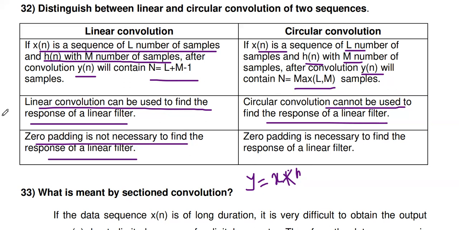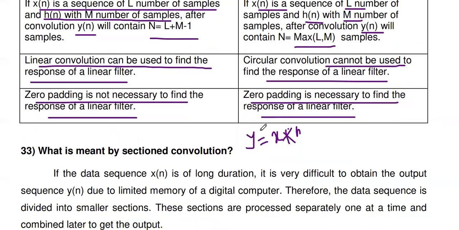Zero padding is not necessary in linear convolution, but it is necessary to find the response in circular convolution. Compulsorily, we have to add zeros in order to make the two sequence lengths equal. So zero padding is necessary in circular convolution. This is the difference between linear and circular convolution.